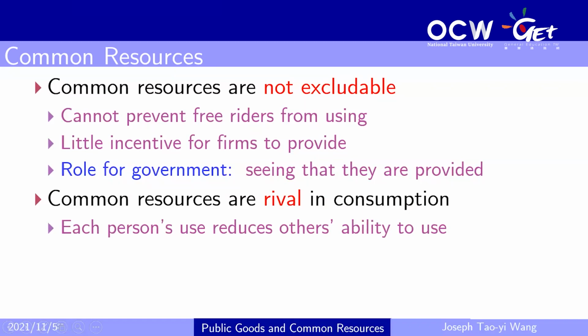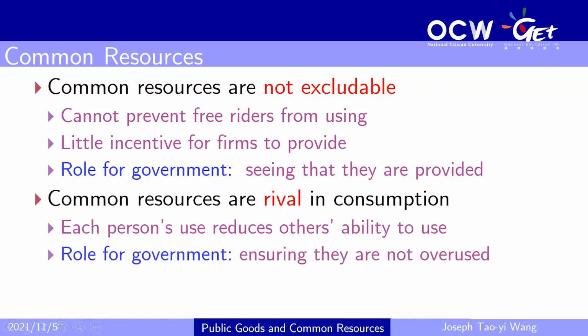What that means is that if I use this common resource, that would reduce the utility for other people using this resource. And so in addition to the free rider problem, you also have this overuse problem that the government can try to prevent happening. So overall, this entire chapter is about things that are not excludable.